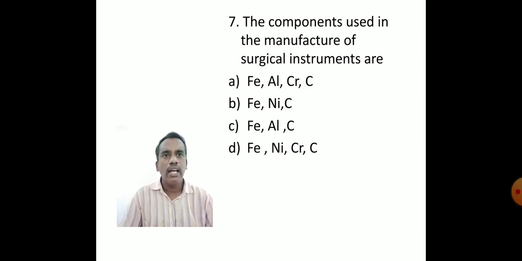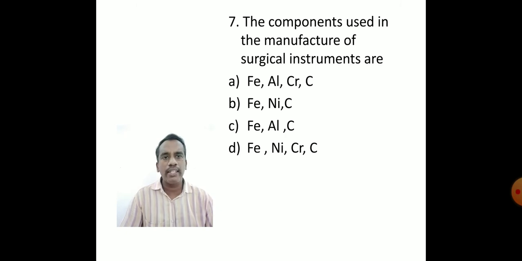Now let us see the question. The components used in the manufacturing of surgical instruments. The doctors, when they are operating, what are the surgical instruments made up of? They are made up of stainless steel. We had already got what is the combination of stainless steel. What is the combination of stainless steel? Iron, carbon, nickel and chromium.